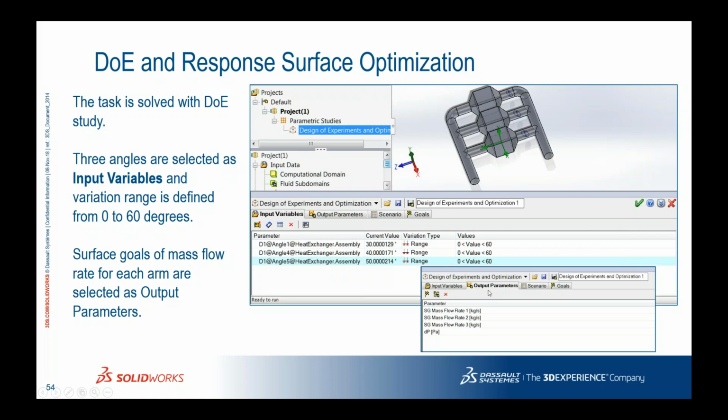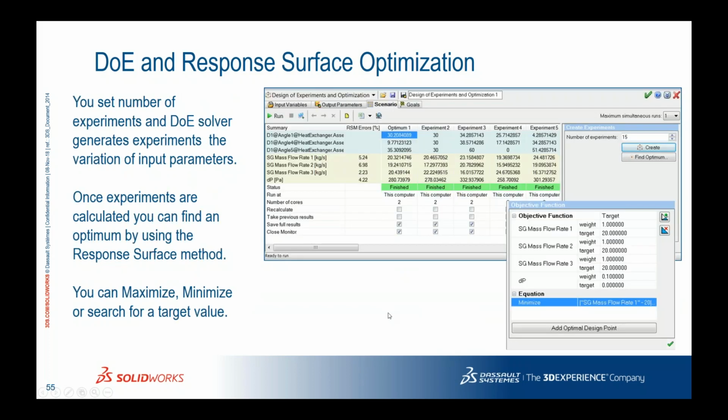Also, we have set up parameters for output. This is not the goal. It's just parameters that we want to use in a goal function, as we'll see in a moment. So the three flow rates and the pressure drop. Basically, here we have to define an objective function. An objective function is very interesting because it's not too complicated. We have the three flow rates that we want to achieve, the target for each that I've set up as 20 kilograms per second for each of them, and the weight.